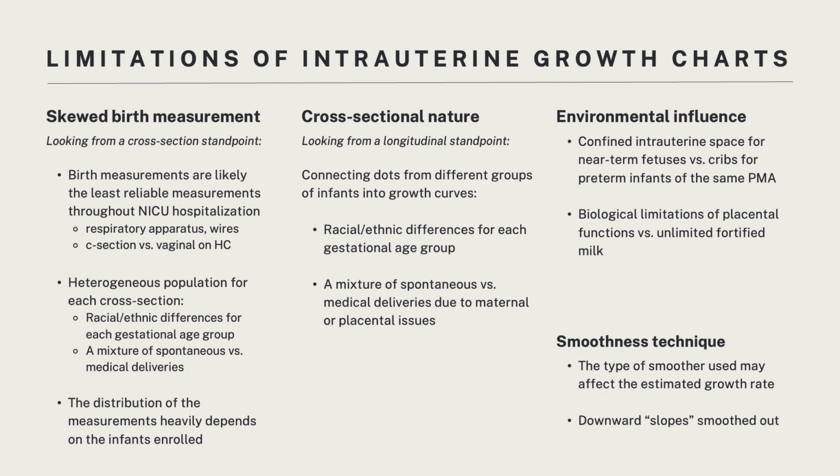Finally, the choice of smoother in developing intrauterine growth charts can affect the growth velocity calculation. For example, a cubic spline smoother will produce a smooth curve for the growth rate as well. Depending on how smooth you like the final curves to be, some connected lines that are going downwards may be smoothed out. Of course, a reduction in fetal growth is impossible without significant complications. The downward trend in raw data simply reflects the differences in the populations included in each cross-section.